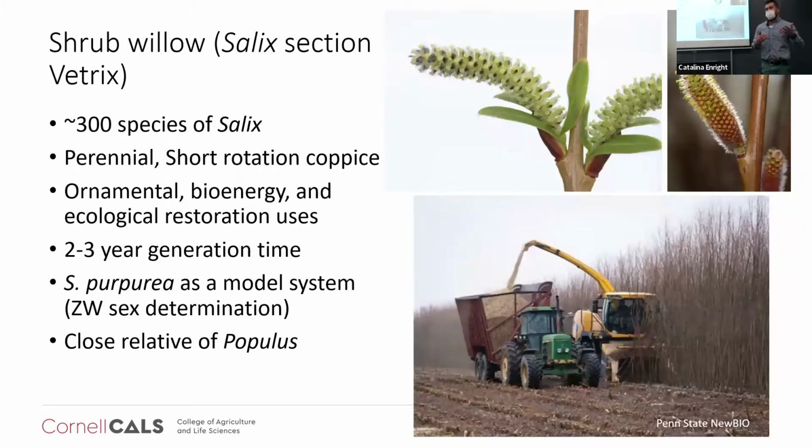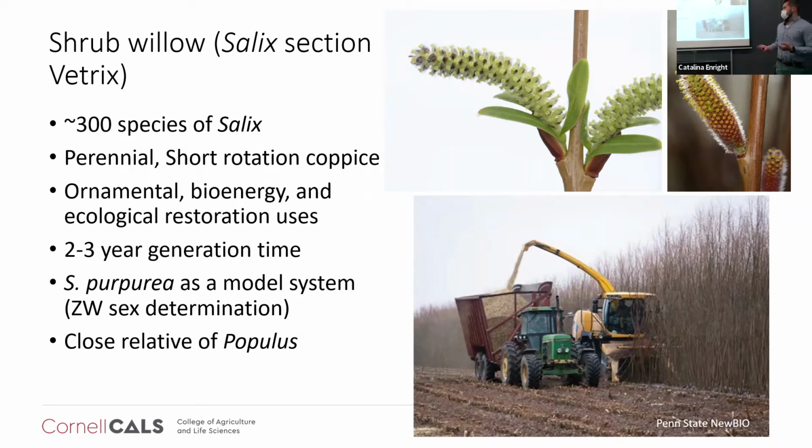Right. So in the Smart Lab, we work on shrub willows, which are the section Vetrix in the genus Salix. And these have many uses, but we're primarily interested in them for bioenergy usage. So they're grown in a short rotation coppice setting, so high density planting setting, and they're harvested every 3 years, and the wood chips can then be burned to generate heat, or also used as a feedstock for biofuel. So I specifically work on the species Salix purpurea as a model system for the shrub willows.